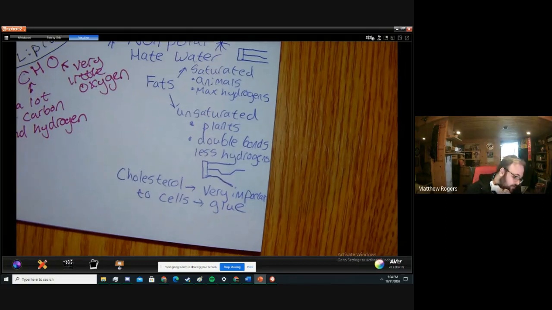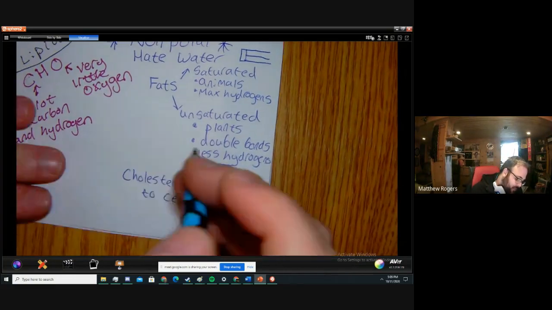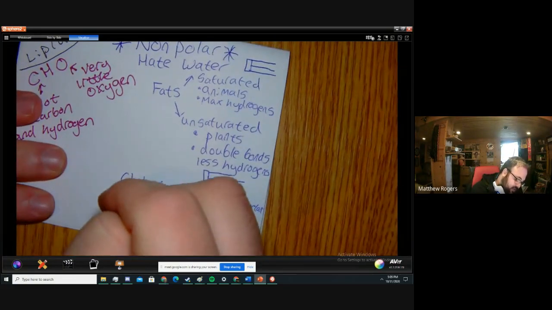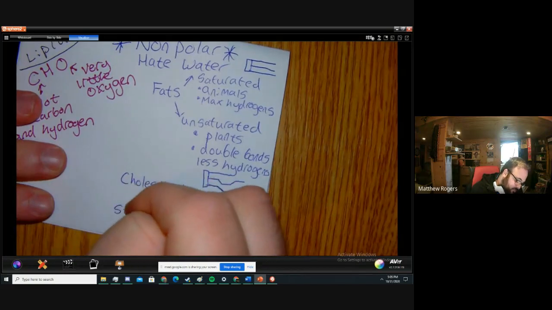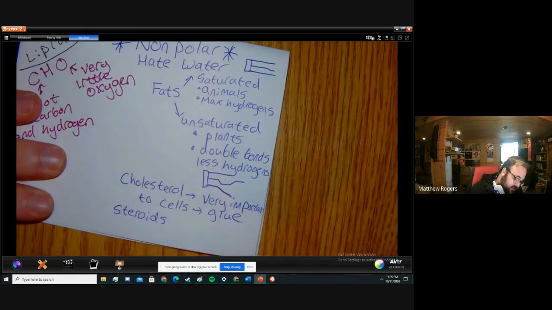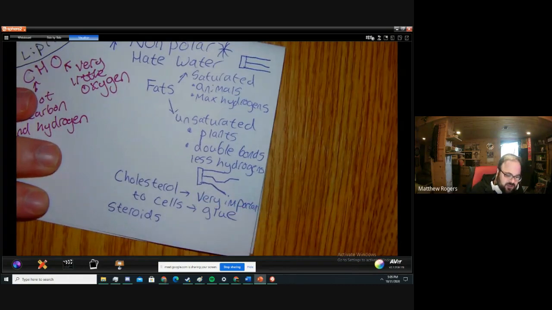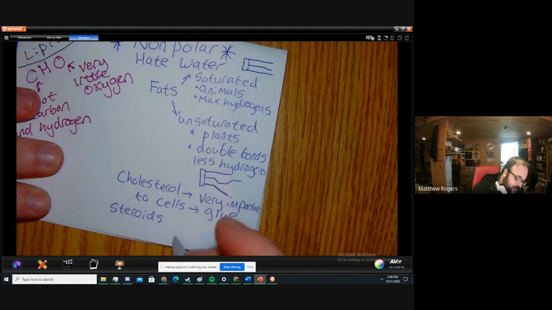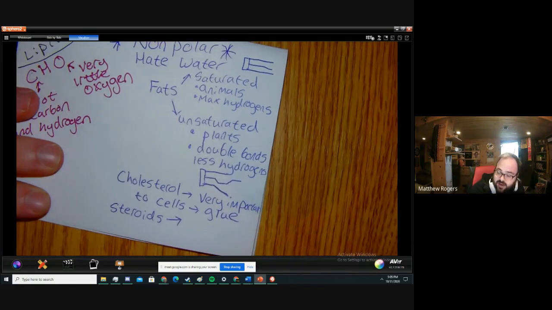Another famous one that I didn't put down on the other thing, but it was kind of implied when I said testosterone and estrogen, is steroids are famous lipids. Sometimes you hear them called sterols. I think even in your lipid packet, they call them sterols instead of steroids. It's all the same. It's not a big deal. It's just nomenclature. Nomenclature means naming. I should stop using those words.